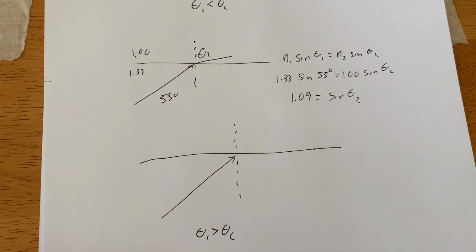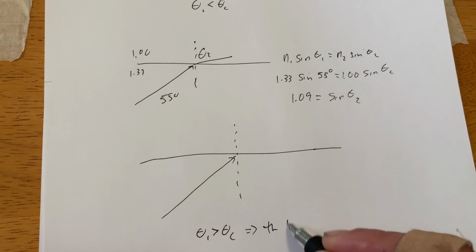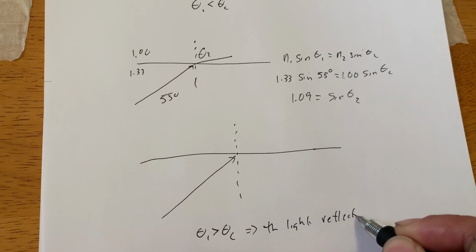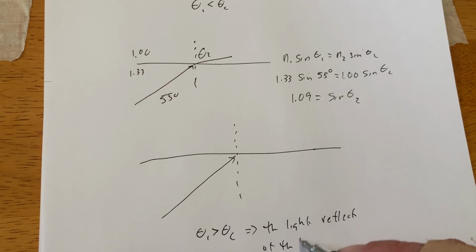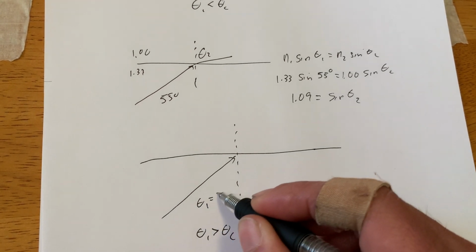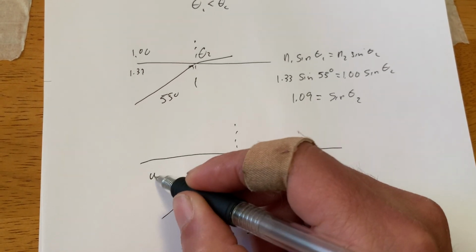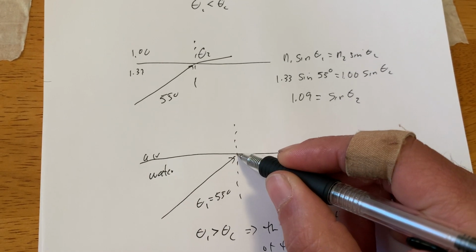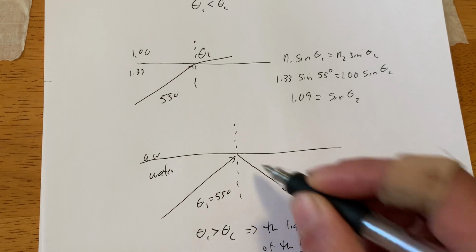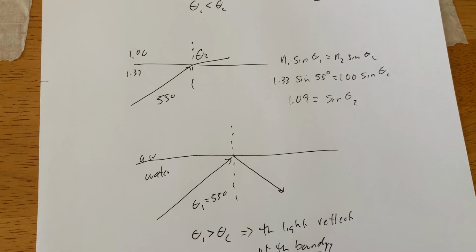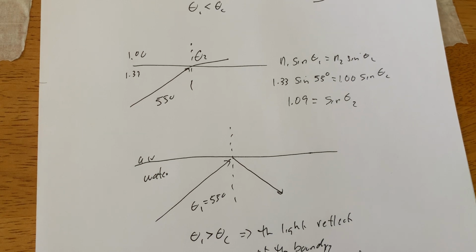So really what would happen is if theta 1 is greater than theta C, the critical angle, the light reflects off the boundary. It doesn't escape. So in this particular case, if I come in at 55 degrees and I'm in water, and this is air, this ray of light bounces back. Kind of weird, right? But that's the way it goes.